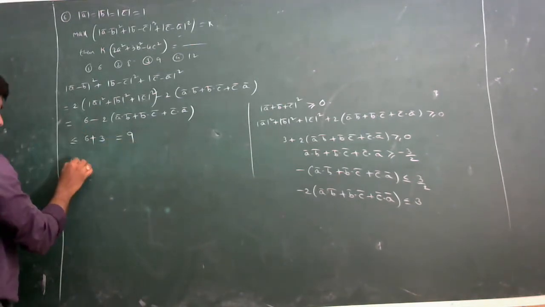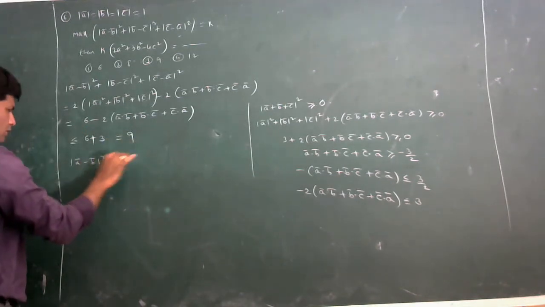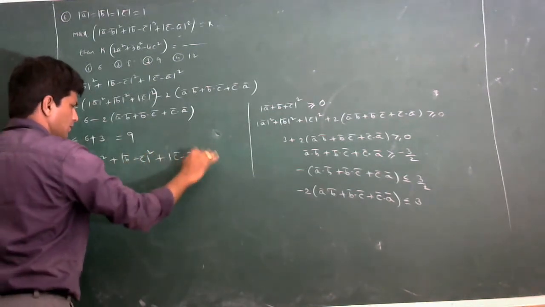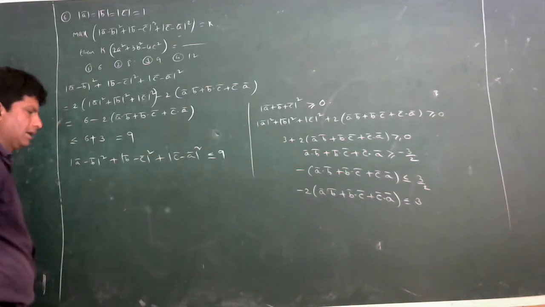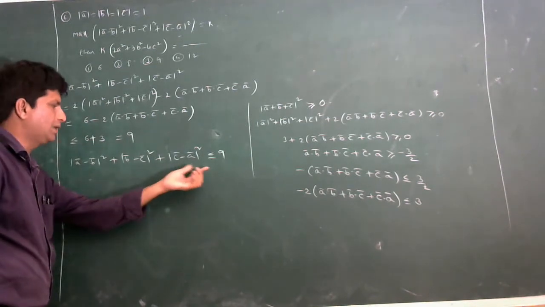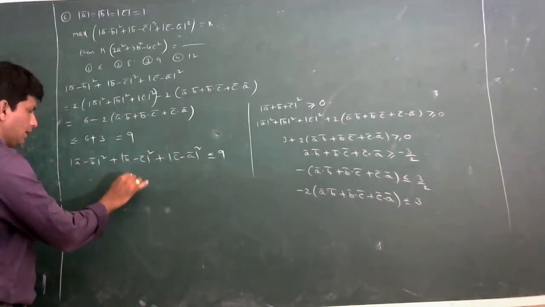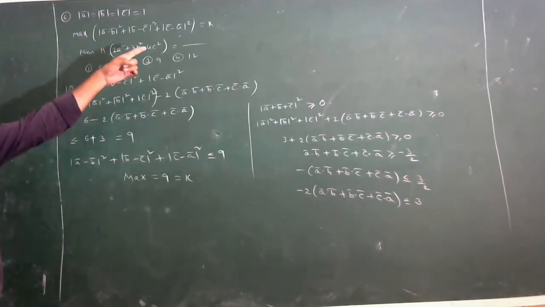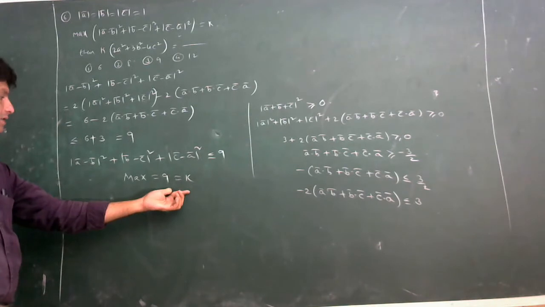So what we got here? Mod of (a bar plus b bar) whole square, mod of (b bar minus c bar) whole square, plus mod of (c bar minus a bar) whole square is always less than or equal to 9. Whenever this whole value is less than or equal to 9, automatically the maximum value you are getting here is 9, which is given as k. So the value of k is always 9.